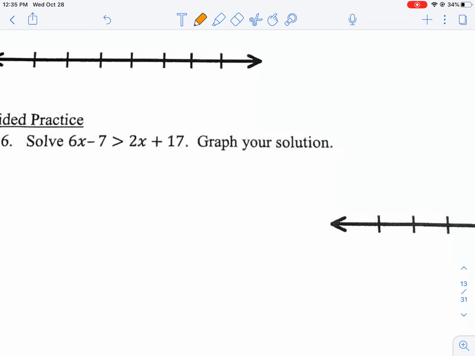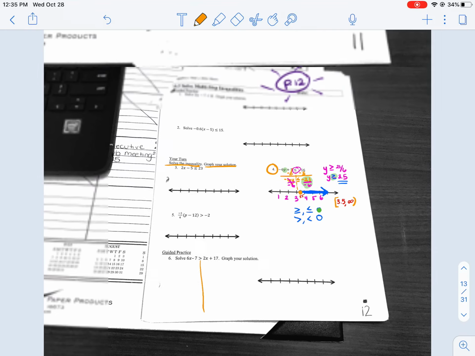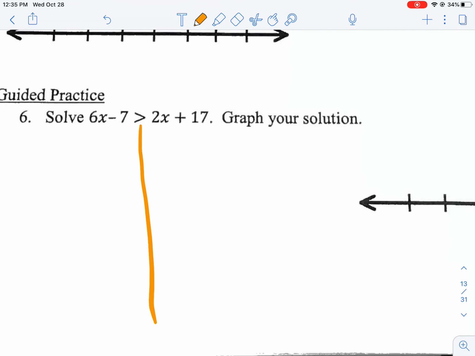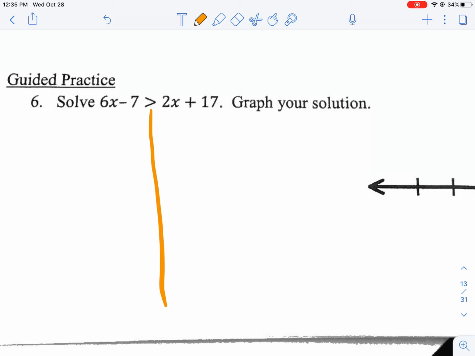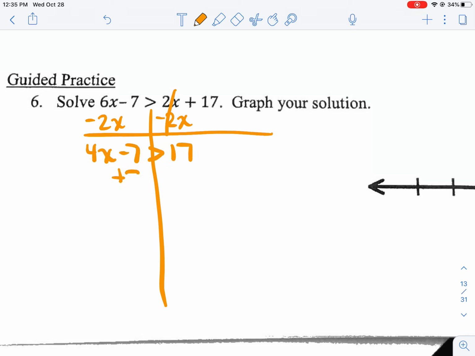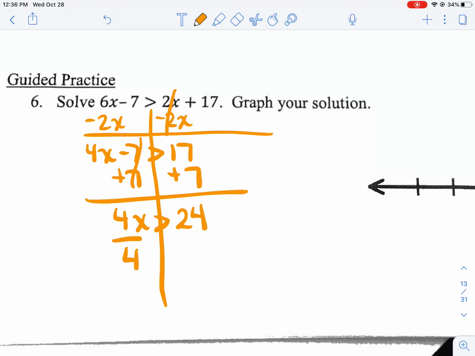So really quick, number 6, we're back on page 12. So we move from 13 back to 12. Let's take away 2x from both sides. Right, so we're solving here. 4x minus 7 is greater than 17. I'm going to add 7 on both sides. 4x is greater than 24. Divide by 4. x is greater than 6.